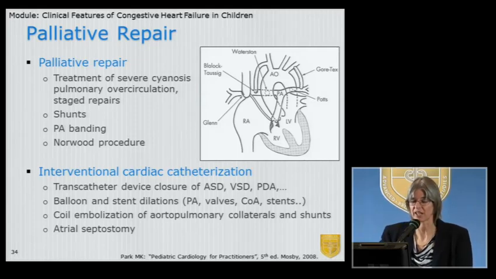Nowadays, we have to mention something else, the interventional cardiac catheterization repairs. They do a lot nowadays in the cath lab. They close ASDs and VSDs with devices. They place or balloon dilate and place stents in valves and coarctations. They coil embolize and they coil collaterals. They do atrial septostomy.